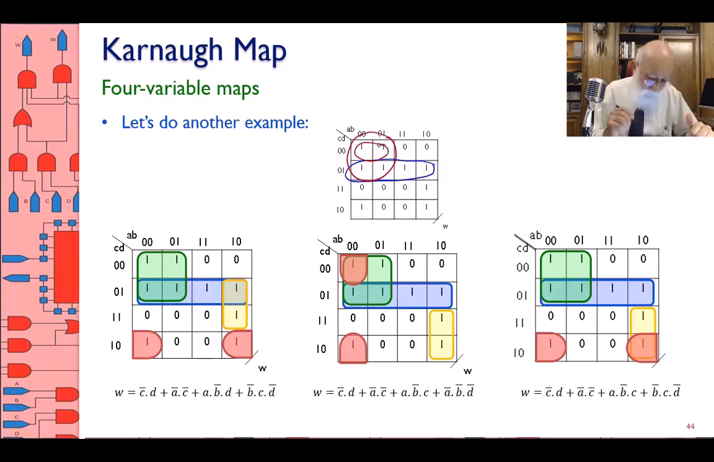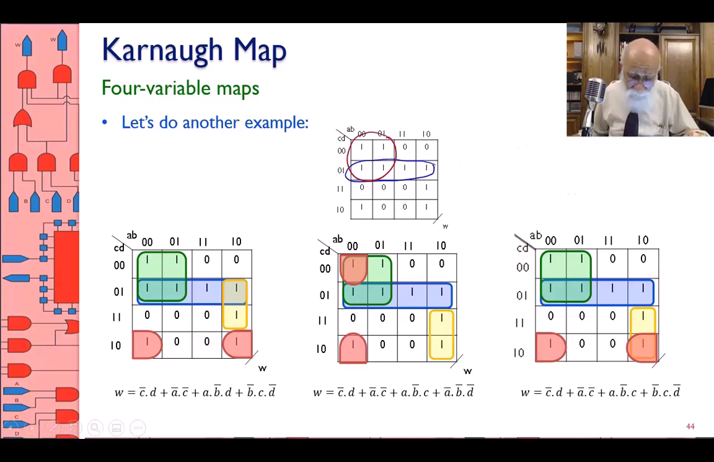This is not a prime implicant. Why? Because the brown one outside of it completely covers it, obviously. Therefore, the one inside is not a prime implicant, so I just remove it. Let's look at more prime implicants. Is this a prime implicant?